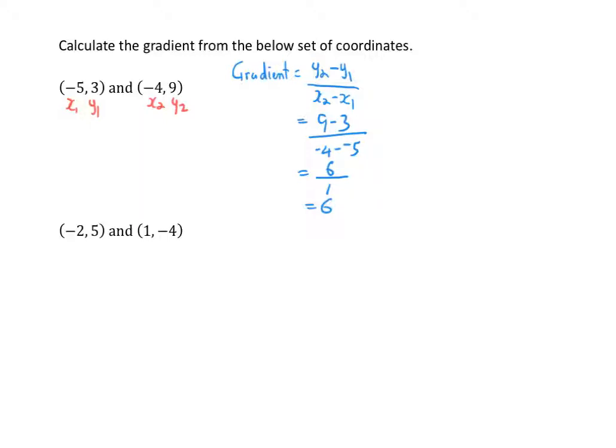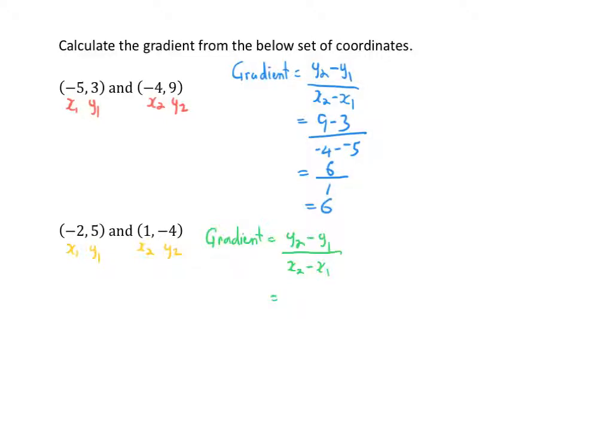So having a look at my second example, finding the gradient between -2, 5 and 1, -4. My first step is going to be to write the formula. So gradient equals y2 take y1 over x2 minus x1. Going back to my two sets of coordinates and labeling them x1, y1, x2, y2.